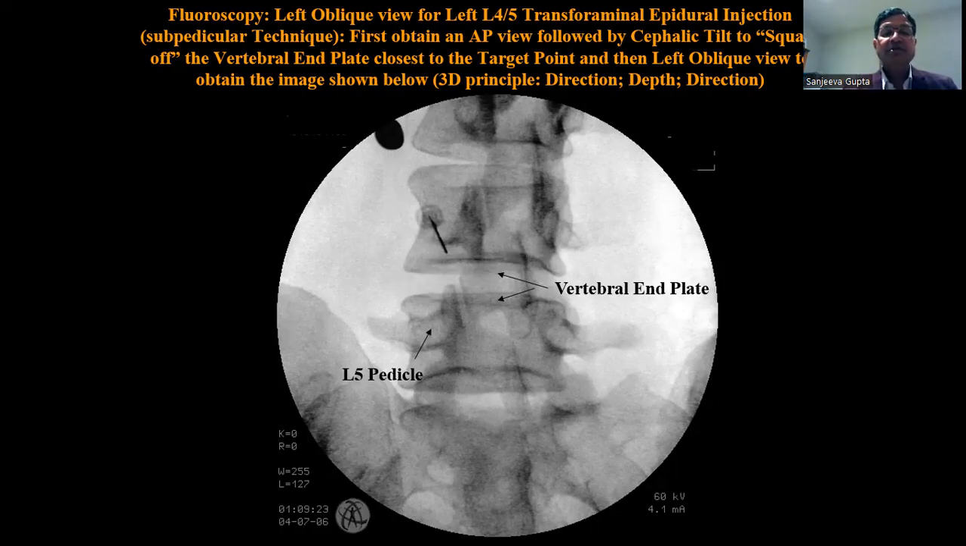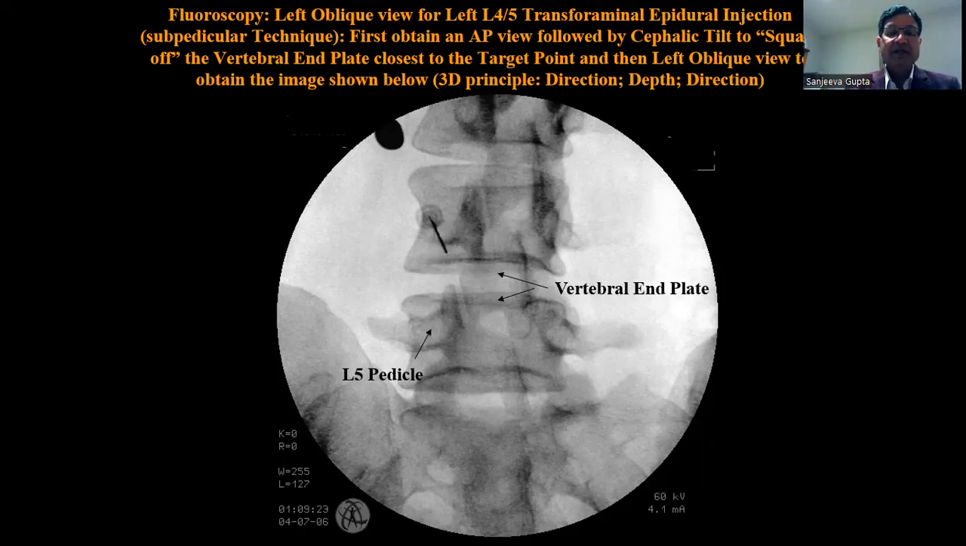Then identify the structures. Again, I know I'm stressing this again and again, but it's so important. Vertebral body, pedicle, superior articular process, inferior articular process, and that's the block needle. You can see the vertebral end plates and the L5 pedicle, L4 pedicle. Again, as I said, the 3D principle is also important. In this view, we can get the direction of the needle. If you go lateral, you can gauge the depth. If you're not too deep, come back to the oblique image and go deeper, maintaining the right direction.